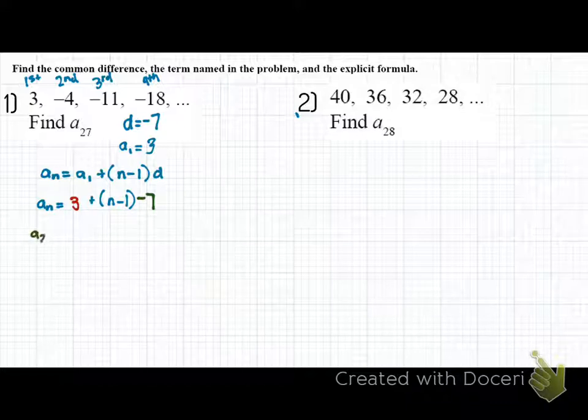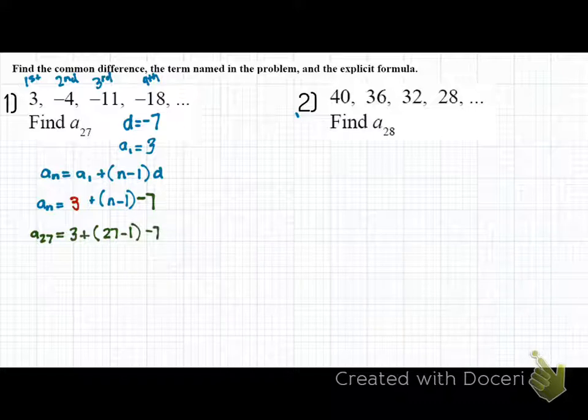You just rewrite this. You say a sub 27, or the 27th number, is 3 plus, and remember how I replaced n with 27. We're going to replace n here with 27. So it's going to be 27 minus 1, all times negative 7. Then I'm going to simplify this. 27 minus 1 is 26, times negative 7. Okay? 26 times negative 7, really quick.